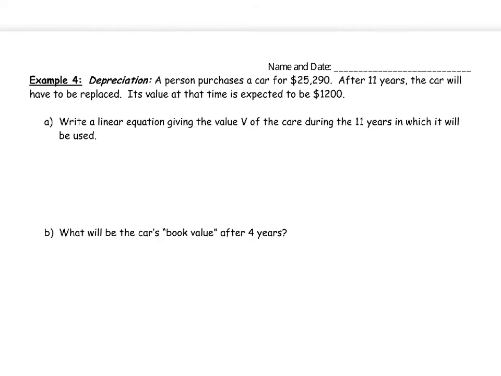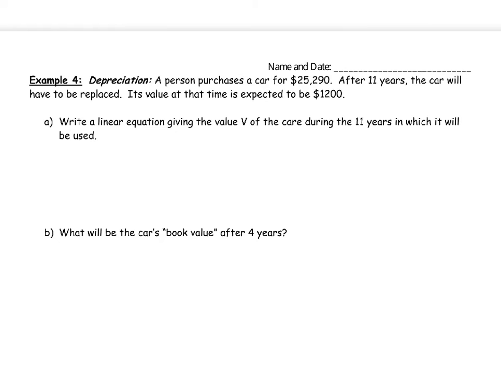Well, to do that, we're going to need some points. So if you look at the problem, it says 11 years down the road after owning this car, it's going to be worth $1,200. Well, if value depends on time, time must be our x coordinates and value must be our y. So that being said, I can take the 11 years and $1,200 and put them into an ordered pair. That would look like 11, comma, 1,200.